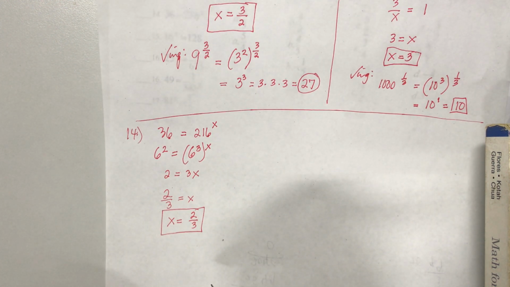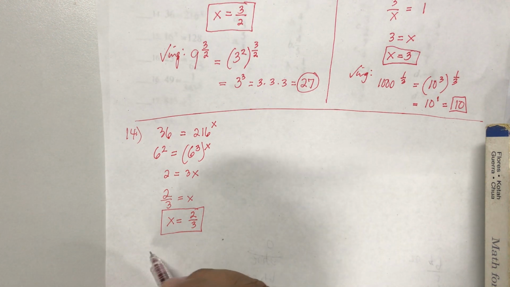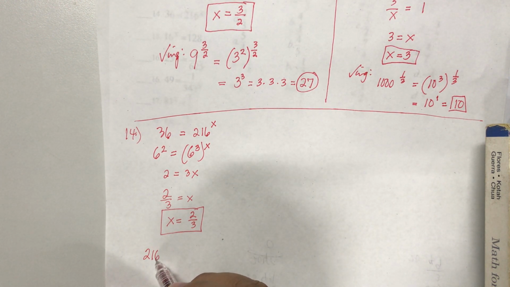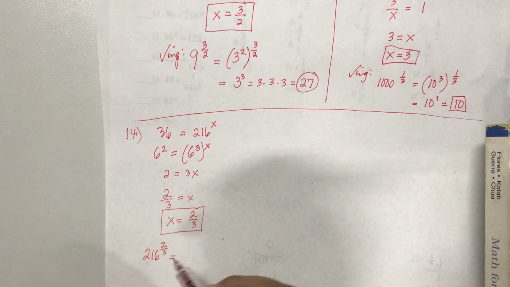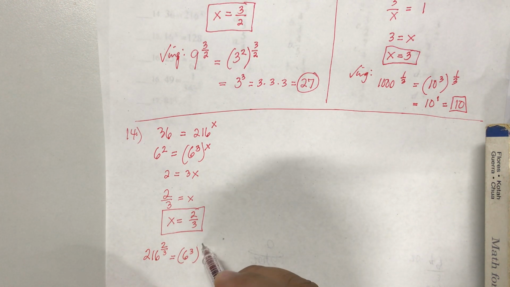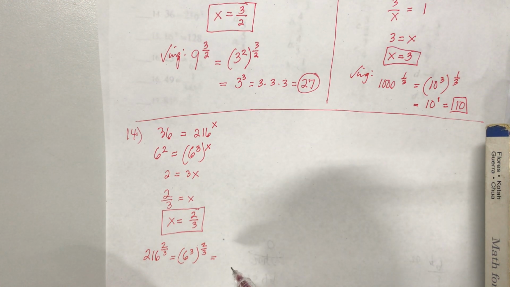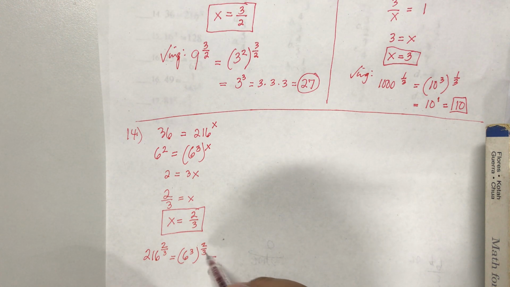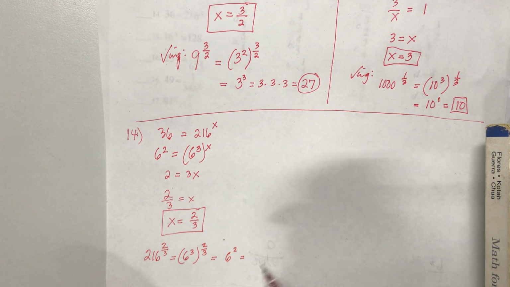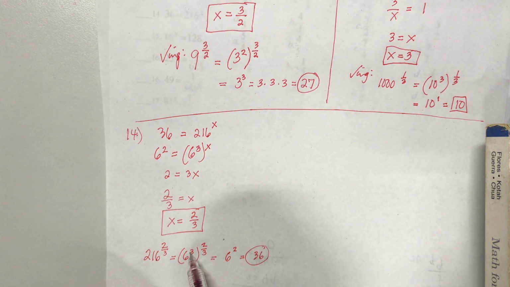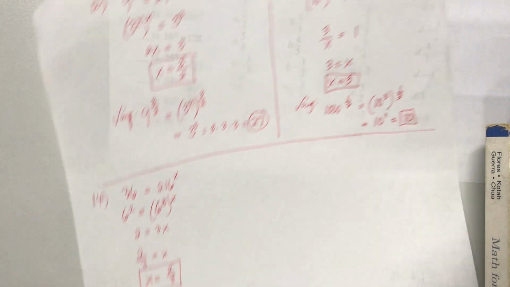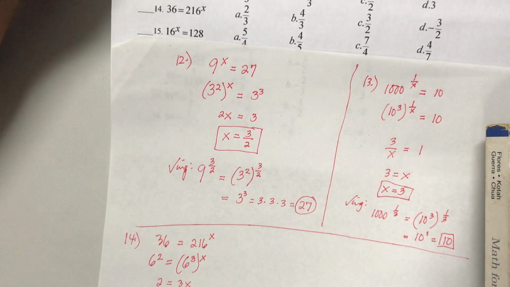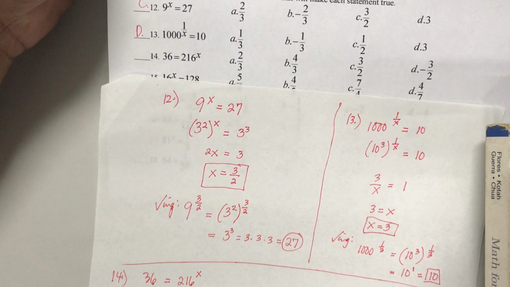How do you check whether the answer is correct or not? So you have 216 to the power of 2/3. 216 is 6 cubed, to the power of 2/3. So you have 6 squared, which is 36. Canceling 3, or 3 times 2 over 3 is equal to 2, so 6 squared is 36. So x is equal to 2/3. Number 14 is letter A.